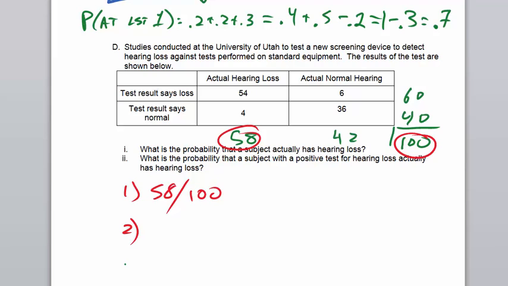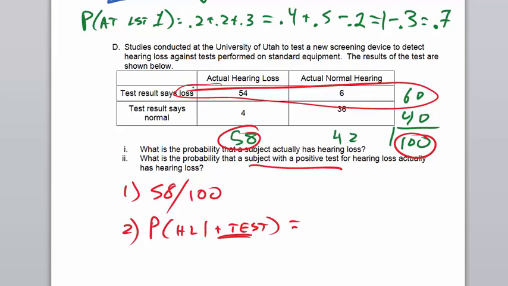All right, 2, what's the probability that a subject with a positive test actually has hearing loss? What's the probability of hearing loss given a positive test? All right, so we're back into a conditional probability again. So I am looking only at restricting my sample space to a positive test. So positive test for hearing loss. The probability of hearing loss within that group is 54 out of 60.